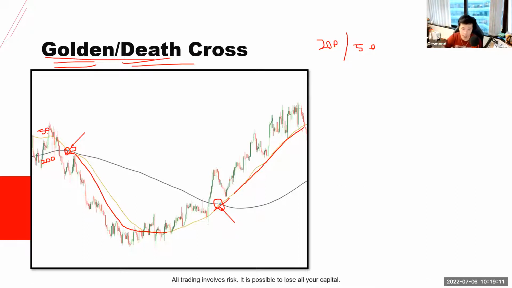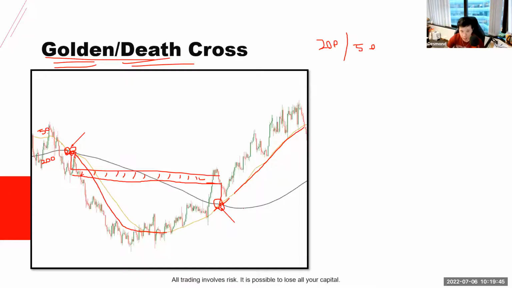Now, there are ways for you to get out of a trade before this happens, because most people who trade the golden and death cross, one of the problems is that when the cross happens here, you get in here. If you wait for the cross to happen over here, look at how much of the trade you have given away. You got in over here, which is about over here. You end up making this much. Maybe if you're lucky, you make this much money, which is crap. It's not that much.